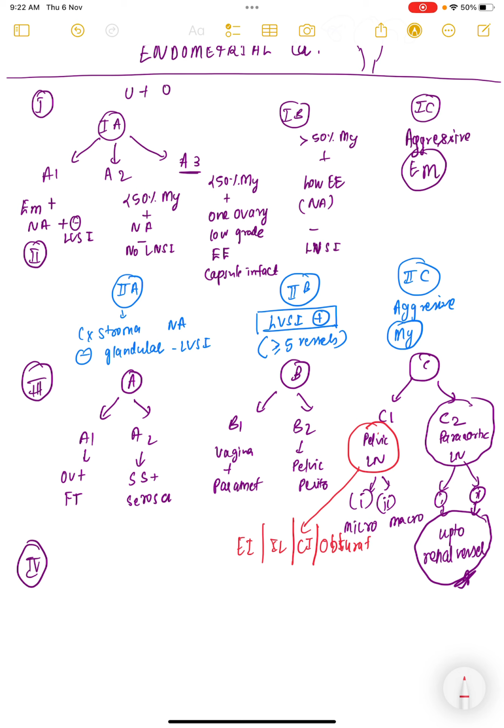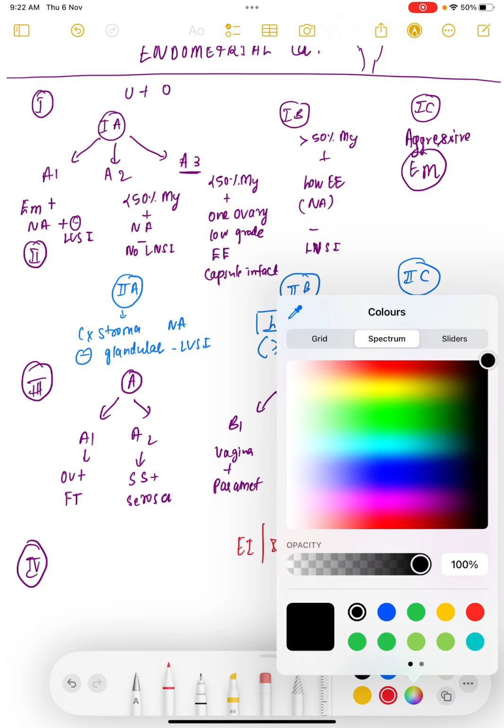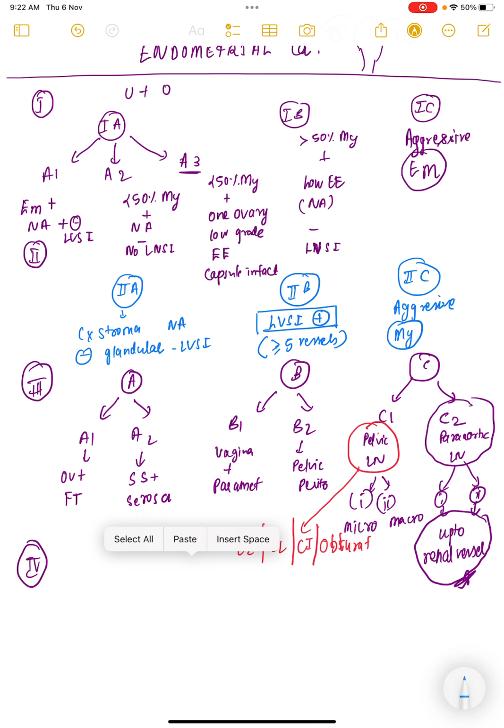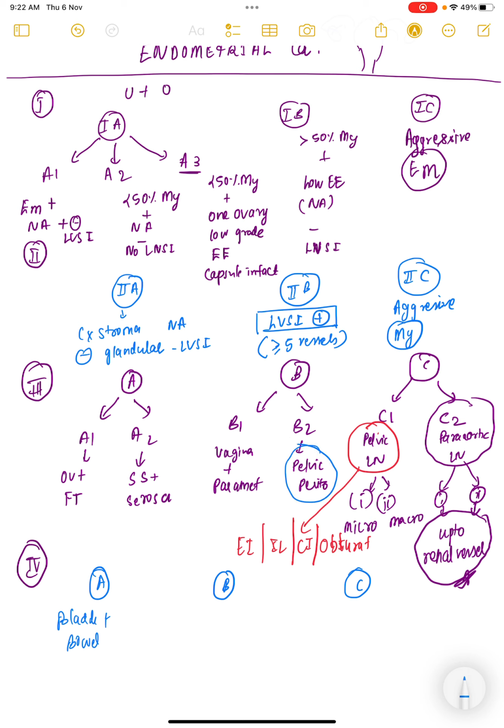Then coming to stage 4. In stage 4, unlike other cancers, here we have three stages: A, B, and C. A is involvement of bladder and bowel mucosa. Whereas B, here I told up to the renal vessels. Now here we have told pelvic peritoneum involvement is stage 3B. Here it is abdominal peritoneum.